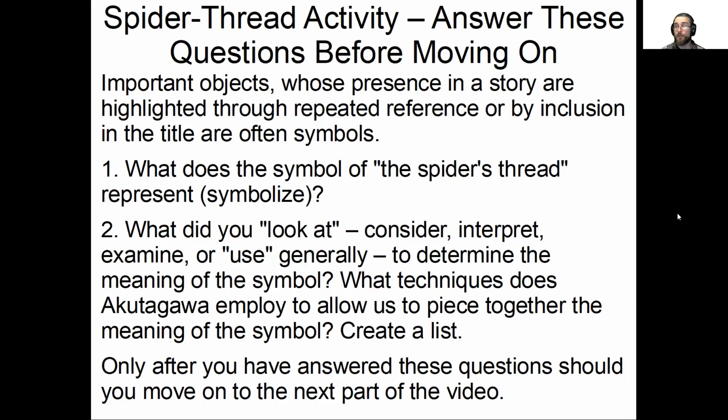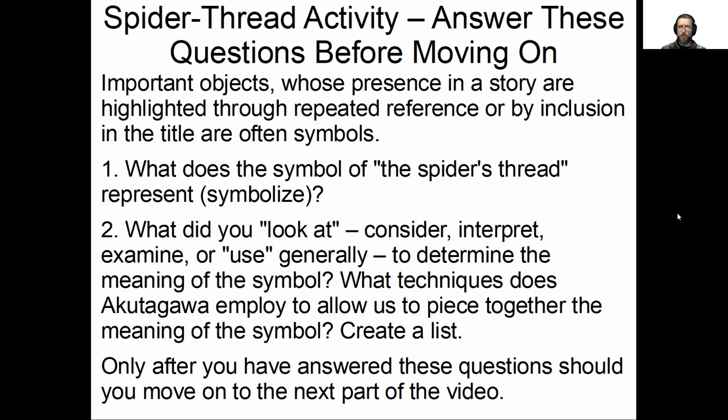So one of the ways that you can identify a symbol is by finding an object inside the story that is mentioned several times and that is highlighted as being important, either through inclusion in the title or by characters' relationship and reactions to it. Clearly, then, we're dealing with a symbol of the spider's thread in this story.